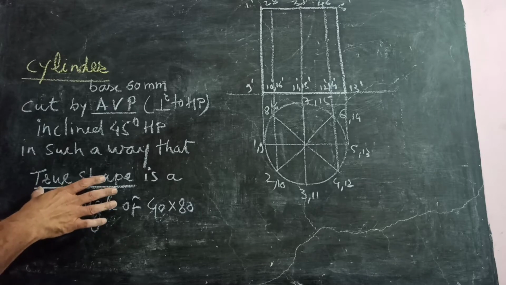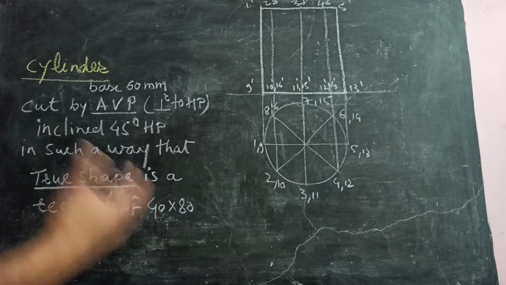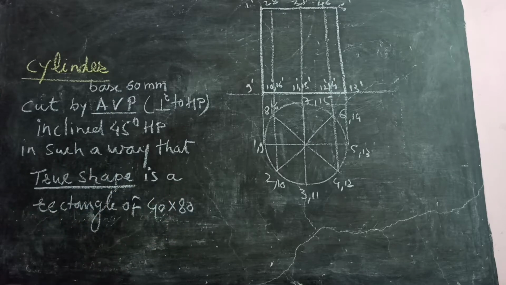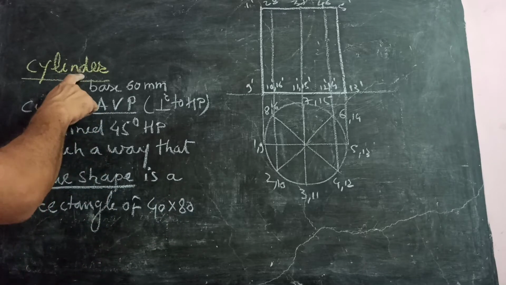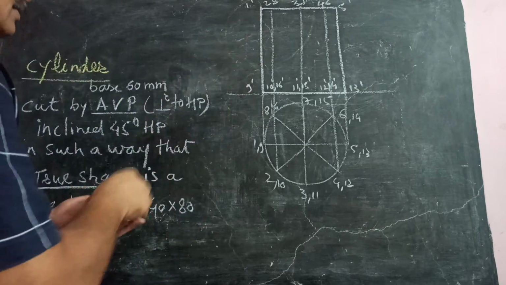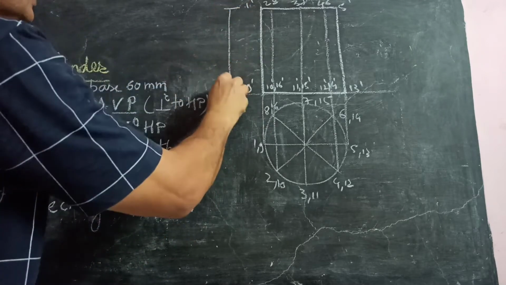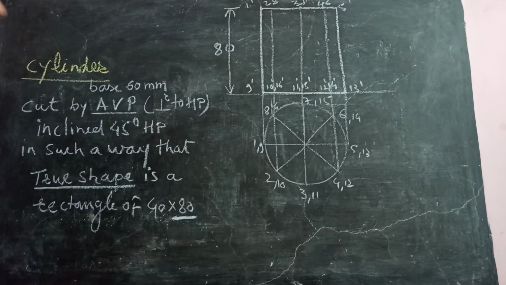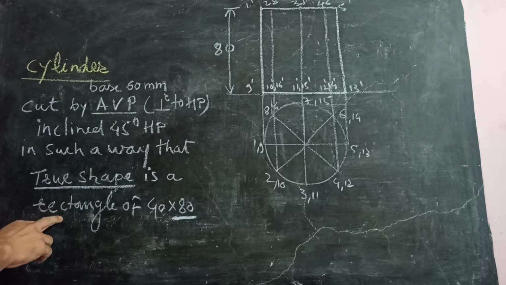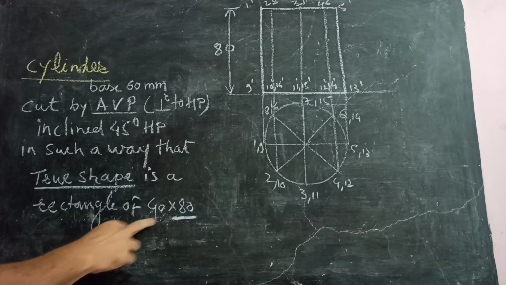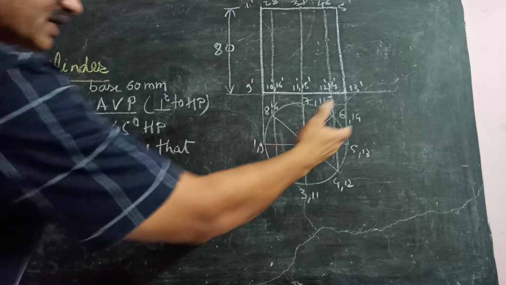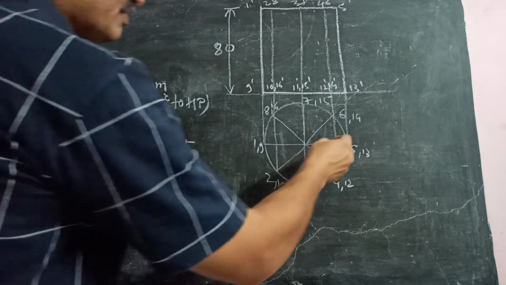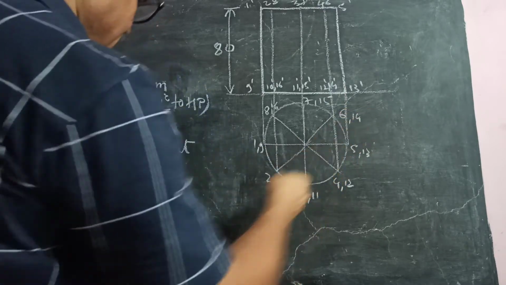So sometimes in the problem it may be given the true shape. How do we get the true shape? That is the rectangle of 40 by 80. So it means that the height of the cylinder should be 80, because the rectangle we are getting is 40 by 80. So it means that the length of the section plane line which we are drawing should be 40.